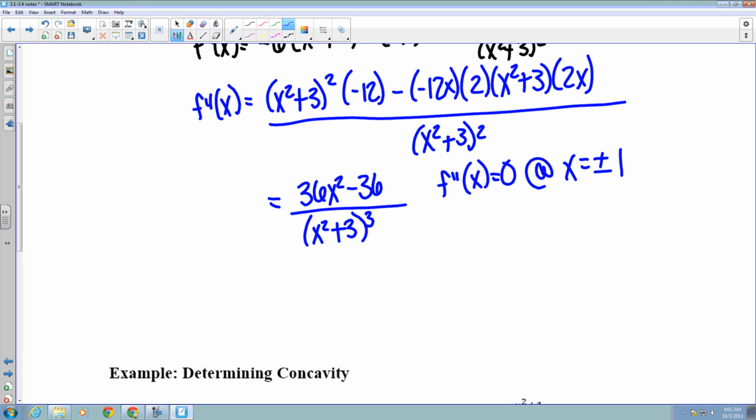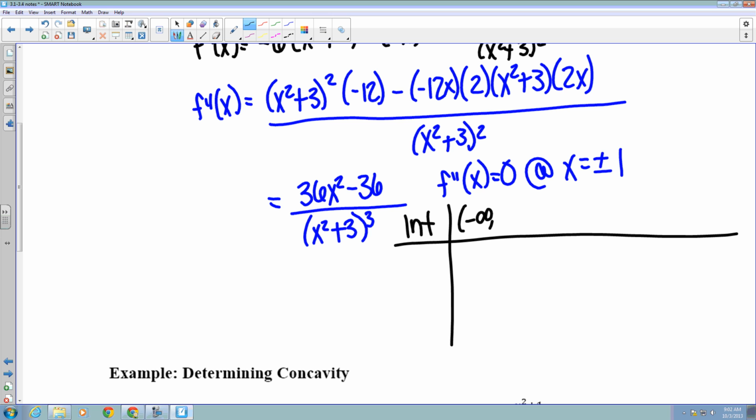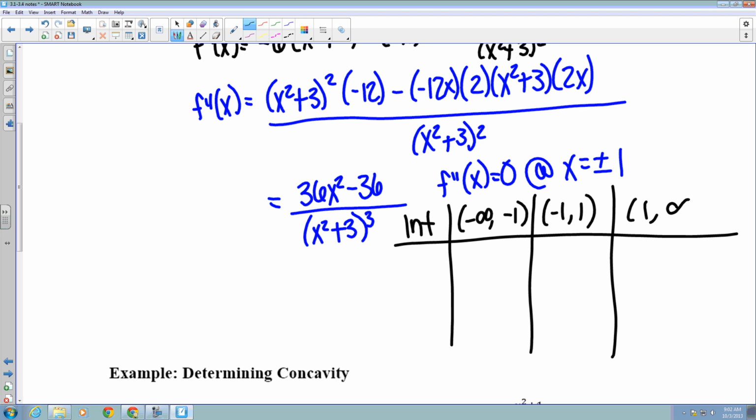So it's the same thing as the first derivative test. We need to find where the second derivative, this time though, is either equal to 0 or doesn't exist. And it doesn't exist nowhere, so we just are looking for the zeros, and that exists at plus or minus 1. So we still have to make our intervals. This table is going to look really similar. From -infinity to -1, -1 to 1, and 1 to infinity.